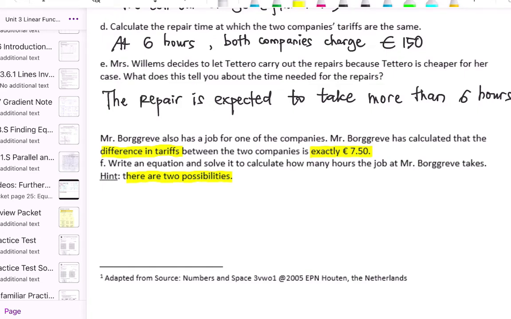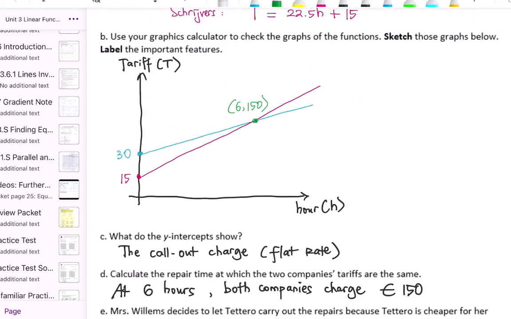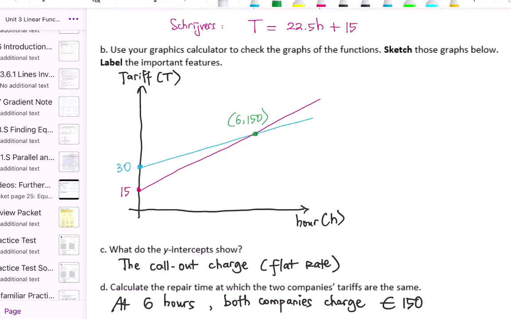If we look at the graph, you see here that at some point before 6 hours, Tetero, the blue one, is actually going to charge you more. And after 6 hours, if it is longer than 6 hours, then Schreifers, the pink one, is actually more expensive. The pink line is on top of the blue line after 6 hours. So we can see here that the difference in price is this part here, so how big this is.